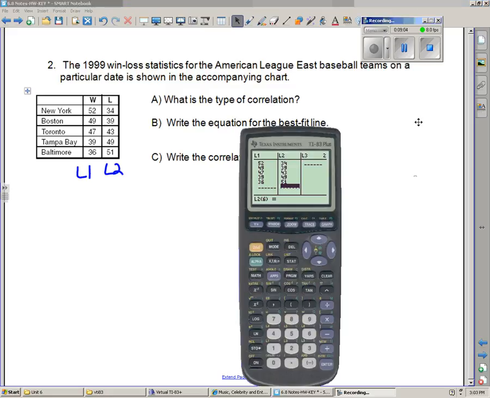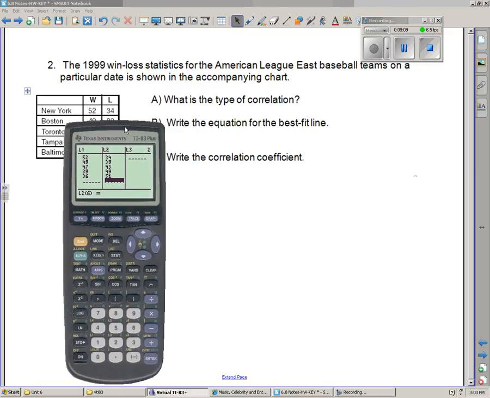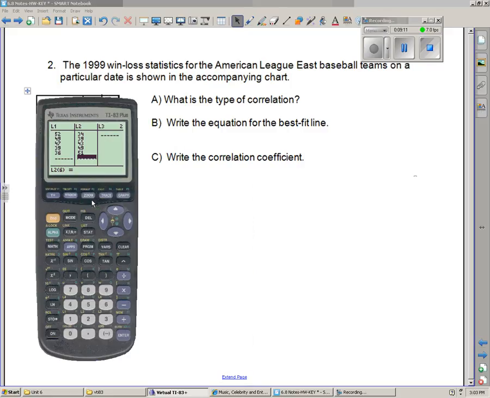Okay, so we've got the data in the calculator. We want to take a look at what the graph is. And when you take a look at the graph, you do another zoom stat. Every time you put in new data, you have to do a new window, a new zoom 9. So here's what the graph looks like. Okay, this should be a negative correlation, all right, because the points are going down.